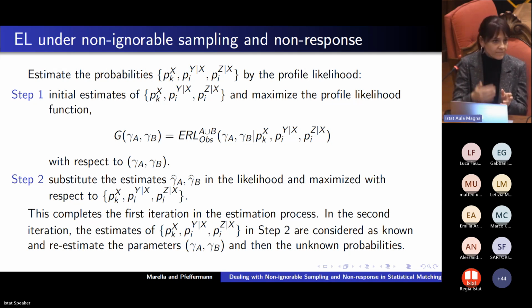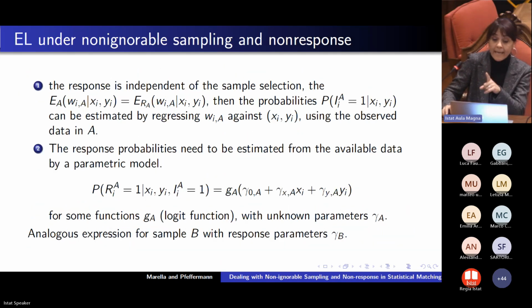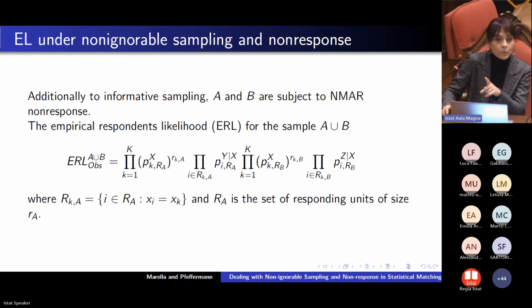In the second iteration, clearly, the estimate of the population parameter obtained in step 2 is assumed as known, and then we re-estimate the response parameter, and so on until convergence. Now, clearly notice that the empirical respondent likelihood is essentially given by the product between the empirical respondent likelihood for sample A, the first part, and the empirical respondent likelihood for sample B.